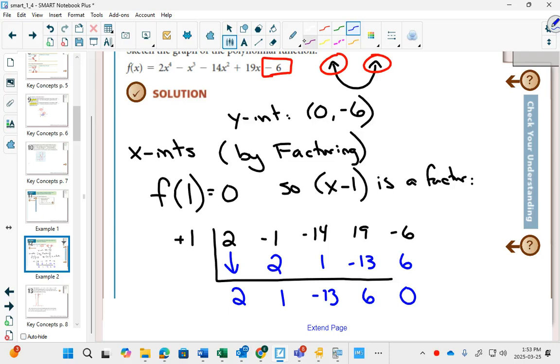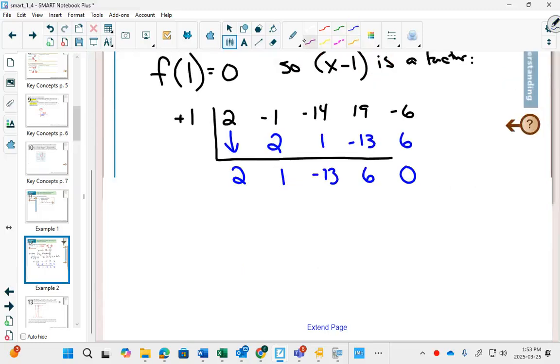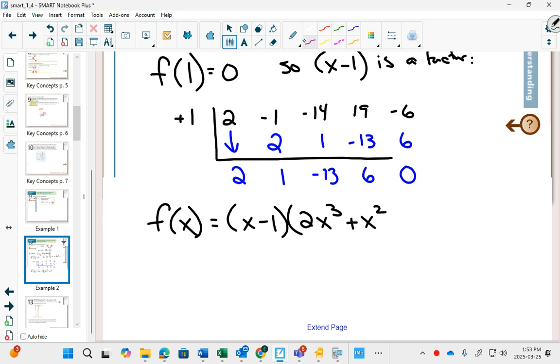I can now write my division statement, which is the start of my factoring. f of x, my original function, is x minus 1, and I'm left with 2x cubed plus x squared minus 13x plus 6. And we're not done. We have to keep trying because it's still an x cubed.